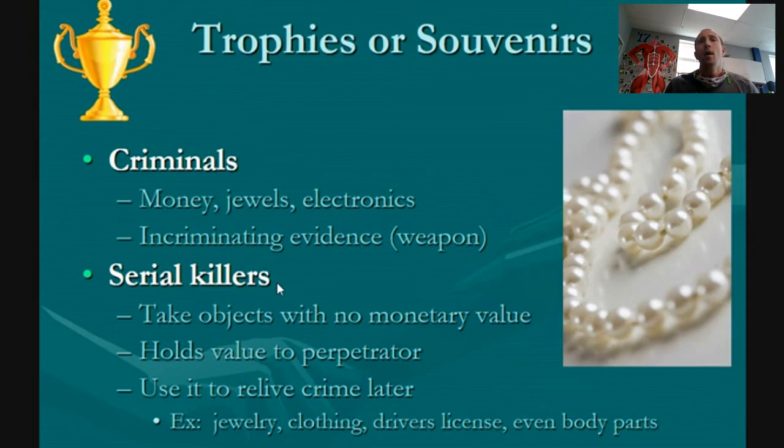But a serial killer oftentimes is going to take things from the crime scene that don't have any inherent value. Oftentimes it's going to have a value to the serial killer, but it's not going to have value out in society. So they use these objects that they take from the crime scene to relive the crime. So later on, as that killing high starts to decrease, they go back to that trophy or that souvenir and relive some of that experience and help boost that kind of cooling off period over time. Okay.